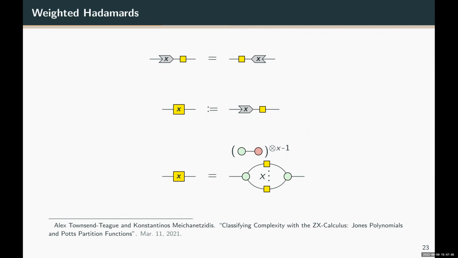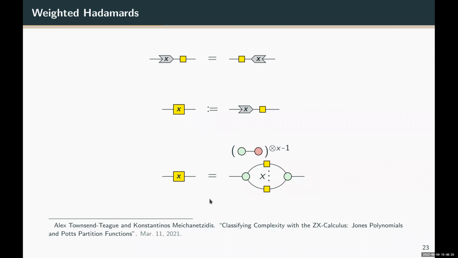Building off of these multipliers, we can go a little bit further and define weighted analogues of the Hadamard gate. Since the Hadamard, when you commute it through a multiplier, just flips the multiplier, we can unambiguously define a weighted Hadamard by this equation, where we just pick one side to put the multiplier on, as long as it's always directed toward the Hadamard on the right-hand side. And this just corresponds to repeated H edges between these two green vertices, plus, as always, this normalization.